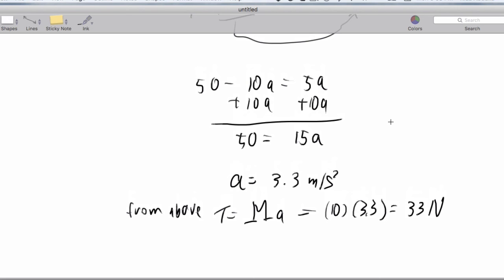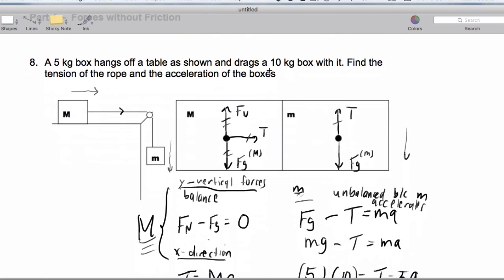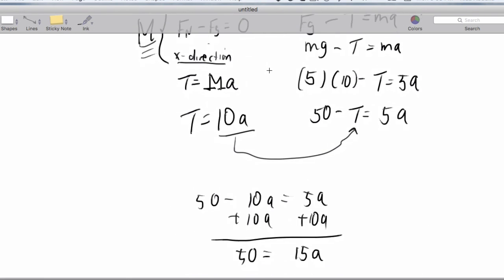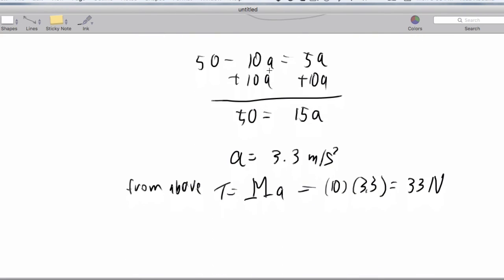All right, so that is part 4, where we don't have to worry about friction. And in the next problem, we will incorporate friction in our work.